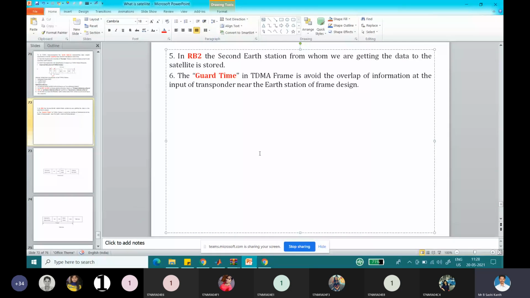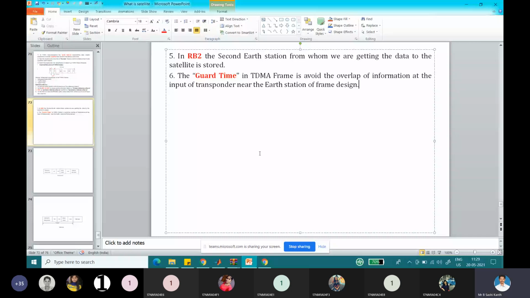So in the previous class, we discussed the reference bursts RB1 and RB2, and we have seen the guard time in the TDMA frame. This guard time helps you in the TDMA frame to avoid the overlap of the information near the input of the transponder at the earth station, because this frame is designed near the earth station and that is sent to the satellite.